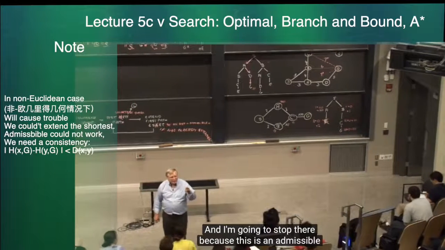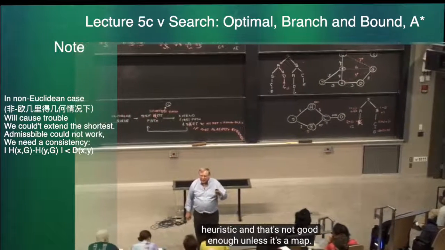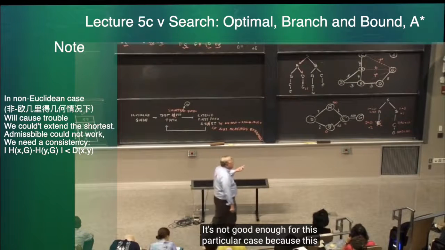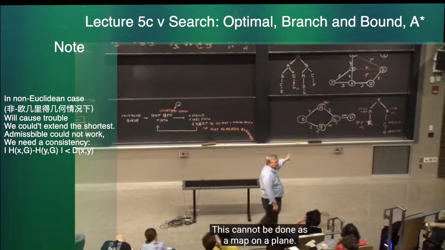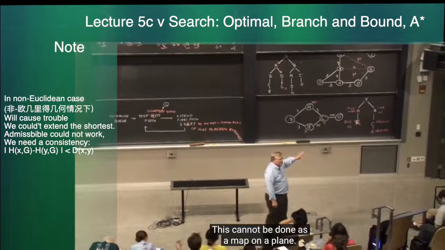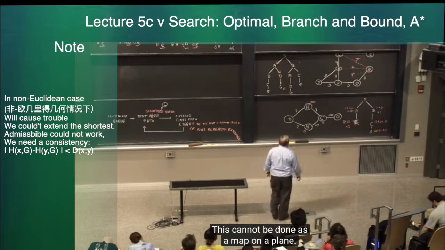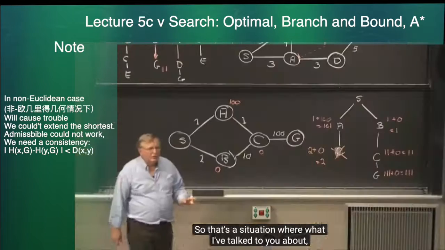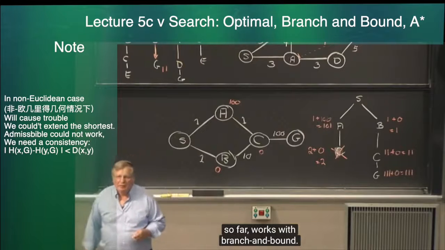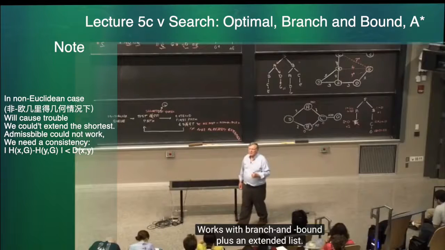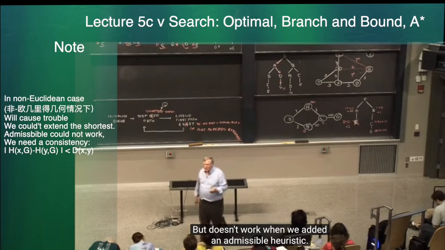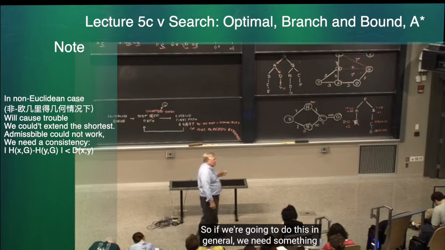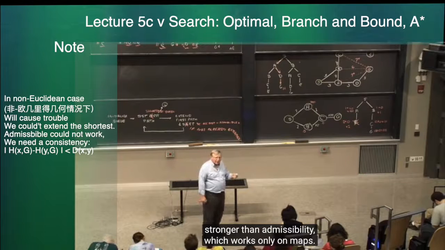And I'm going to stop there because this is an admissible heuristic, and that's not good enough unless it's a map. It's not good enough in this particular case because this is not geometric. This cannot be done as a map on a plane. So that's a situation where what I've talked to you about so far works with branch and bound plus an extended list, but doesn't work when we added an admissible heuristic. So if we're going to do this in general, we need something stronger than admissibility, which works only on maps.